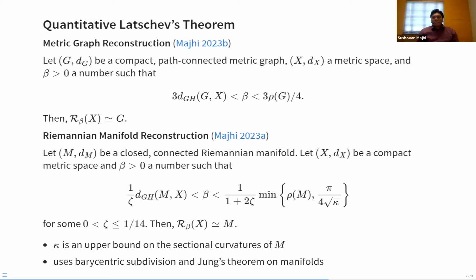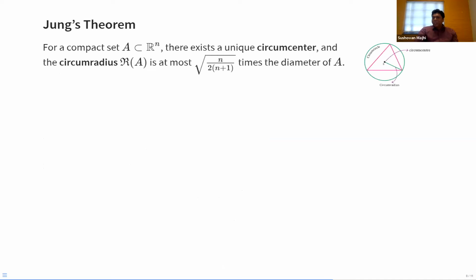sets in Euclidean space, but one can also generalize it to subsets of manifolds. So let's talk a bit about Jung's theorem. The classical Jung's theorem is for Euclidean spaces. It says that if you have a compact subset A of the Euclidean space R^n, then what happens? There exists a unique circumcenter.